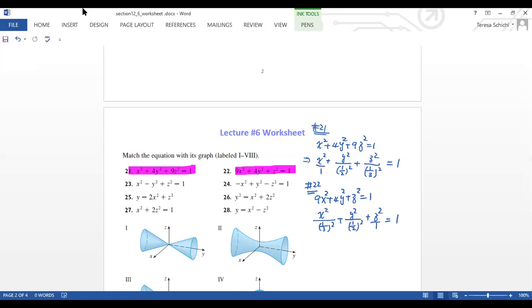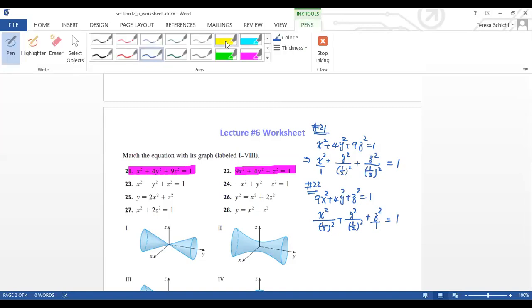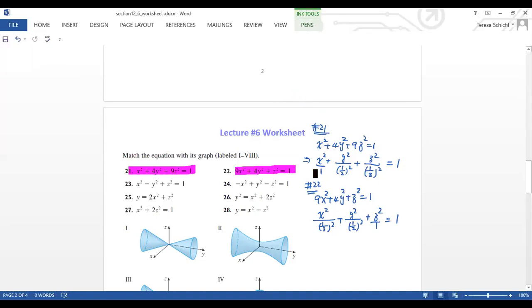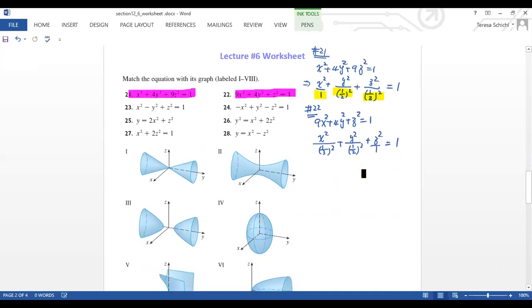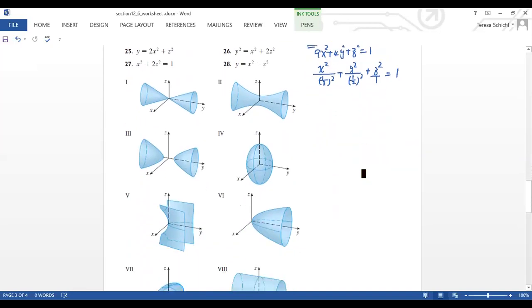Okay, so from the ellipsoid, we know that those are the radii along the x-axis, y-axis, or z-axis. So this one is x, this is 1/2, this is 1/3. That means for the ellipsoid, the x-axis has to be the longest one, and y is the next one, z is 1/3. So let's take a look which one it will be.